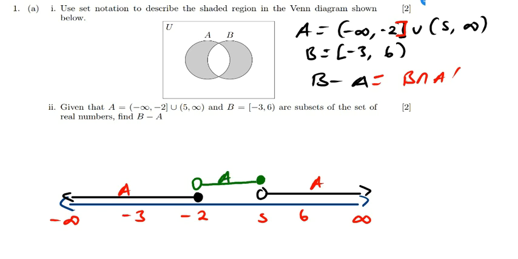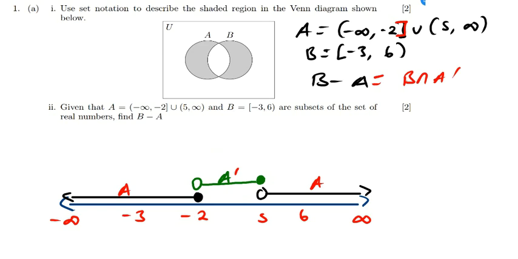I'm done. Let's go now to B. Initially we're not interested in A, we're just interested in A complement. So if you want, you can just represent this one alone without showing A. You just show A complement. So this is my A complement.